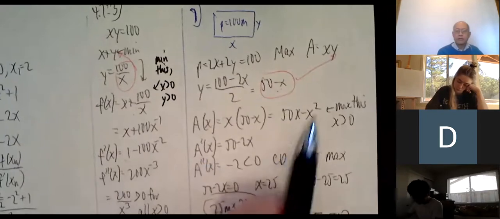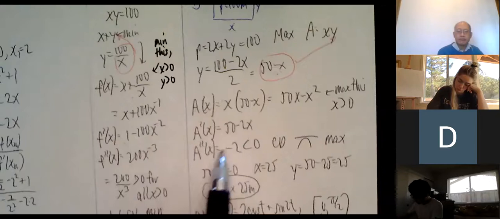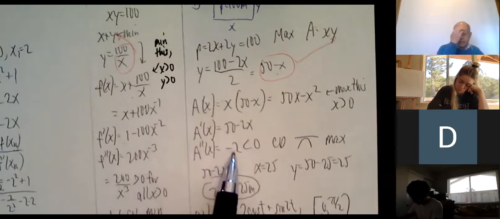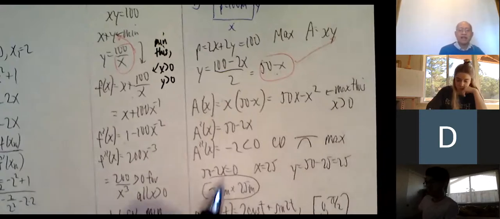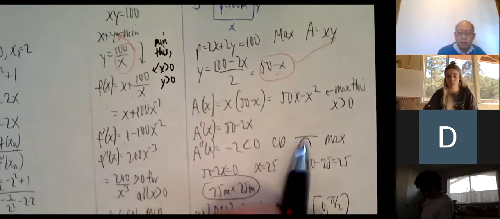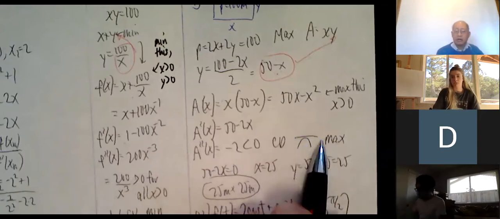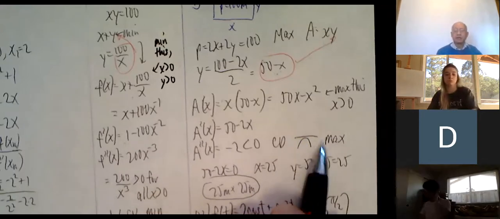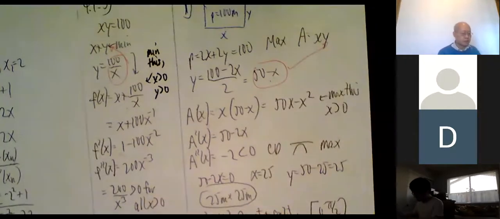First derivative, 50 minus 2x. Second derivative, negative 2. Negative 2 is less than 0. Second derivative negative means concave down. So wherever the derivative is 0, concave down, I'll have a maximum. Are we looking for a maximum? Yes, we are. So we will indeed have a maximum in this particular case, which is what we're trying to accomplish here.